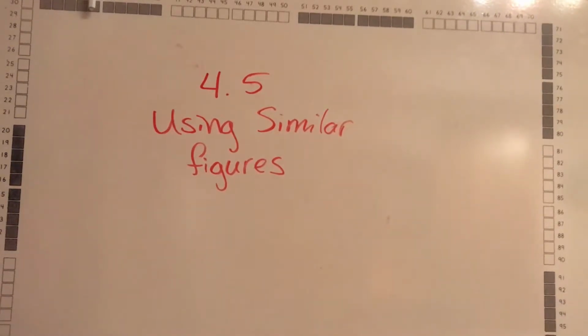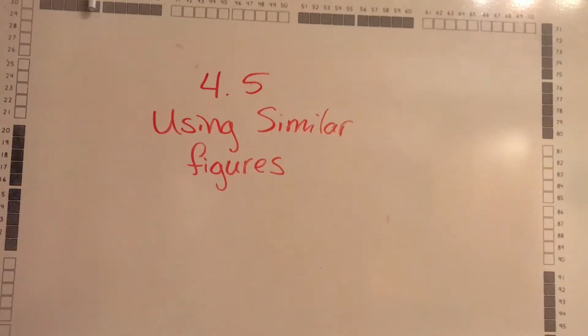Today's lesson is 4.5, which is using similar figures. So what you're going to be doing in this lesson is taking figures that are similar and using their ratios to find an unknown side or angle. And I think for this section, we're just going to be finding unknown sides. So an indirect measurement is a method of using proportions to find an unknown length or distance in similar figures.